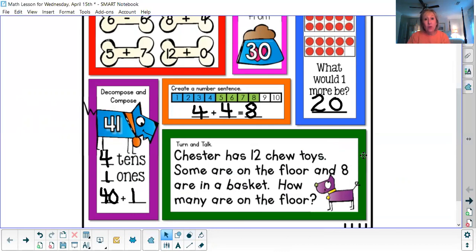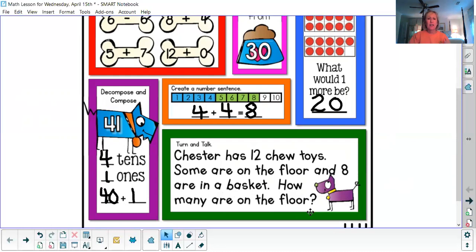Some are on the floor. Some, I don't know how many, but he has 12 in all. The whole group is 12. Some, a part of that 12, are on the floor. But I don't know how many that is. And 8 of that group is in a basket. 8 are in a basket. How many are on the floor?